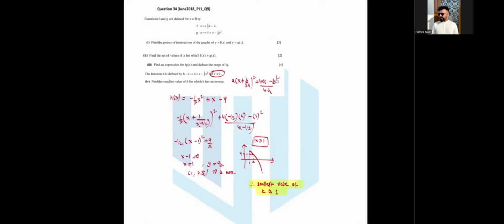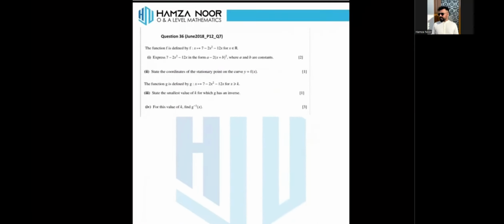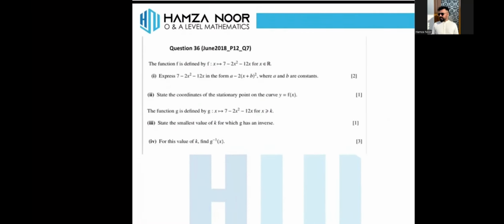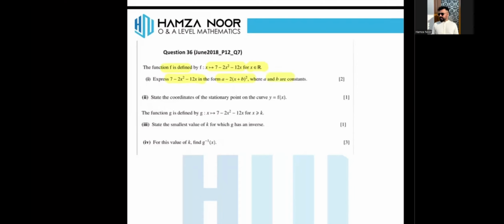All right, so now let's move on to the next question. The next question is handout question number 36, which is May/June 2018, paper 1, variant 2, question number 7. So the question says that the function f is defined by f(x) equals 7 minus 2x square minus 12x for x can take any real values, meaning there is no restriction on the domain of this function. So part 1 requires us to express this expanded form 7 minus 2x square minus 12x in the completing square form, which is a minus 2 times x plus b whole square, where a and b are constants.